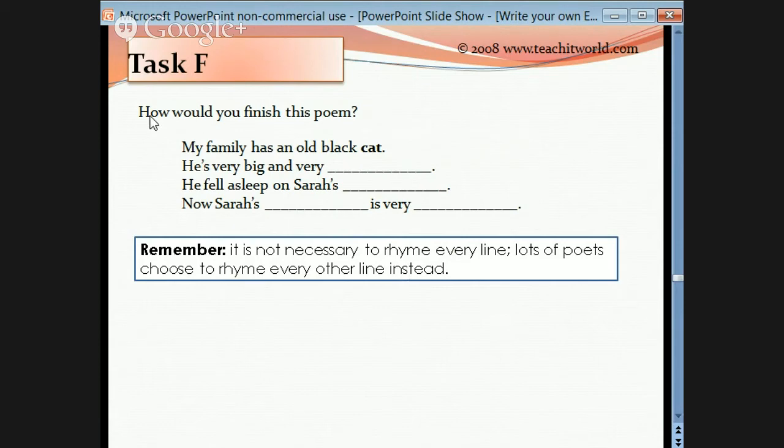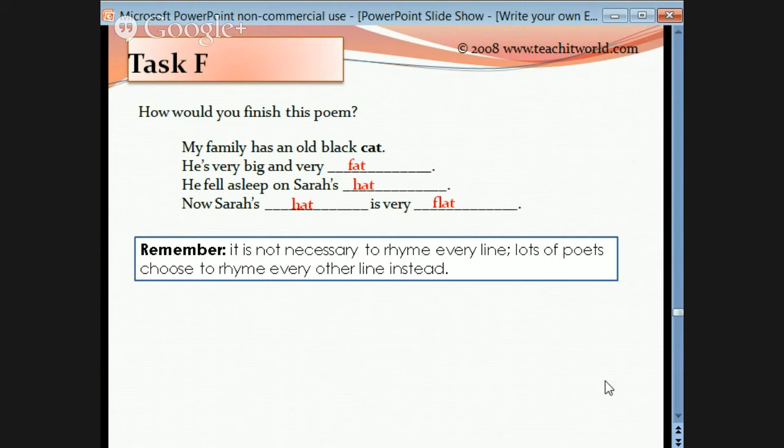So let's try finishing this poem with cat. Let's see. My family has an old black cat. What's the next line? He is very big and very fat. Yeah, big and fat. He fell asleep on Sarah's. We're going to rhyme this with cat and fat. What do you think it could have been? Hat. And now Sarah's hat is very... Splat. Not splat, but close. Flat. Okay, so when you squish a hat, it becomes flat.